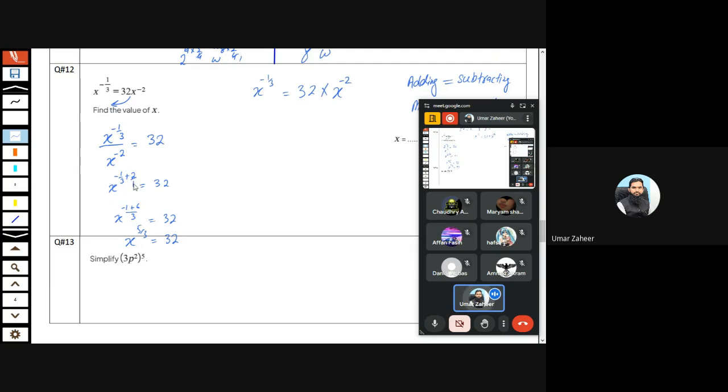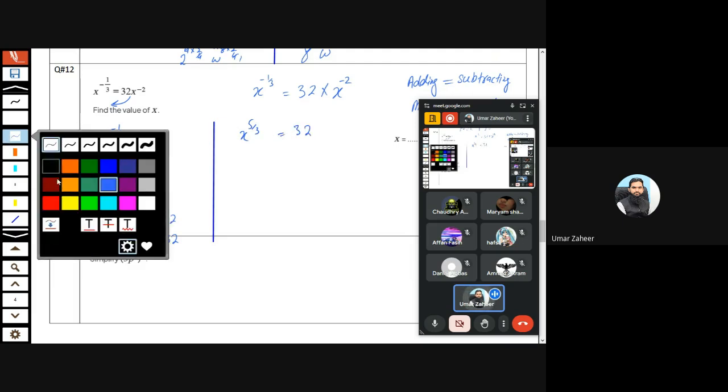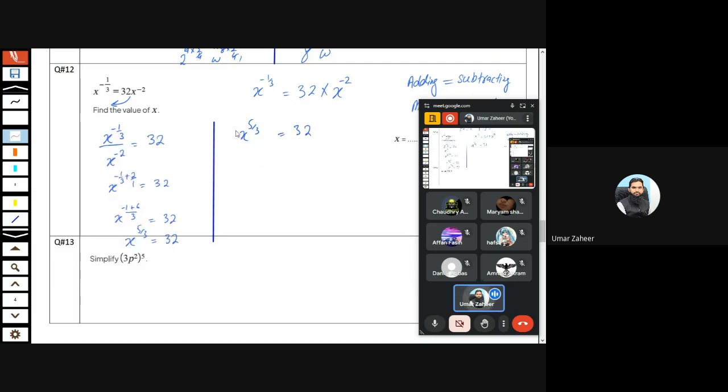Now we will get the value of x raised to power 5 by 3 is equal to 32. But we have to make x the subject. So we will do the same thing. We have to remove 5 by 3, so I will take the power on both sides. We have 5 by 3 here and 32, so I will take the power 3 by 5 on both sides.